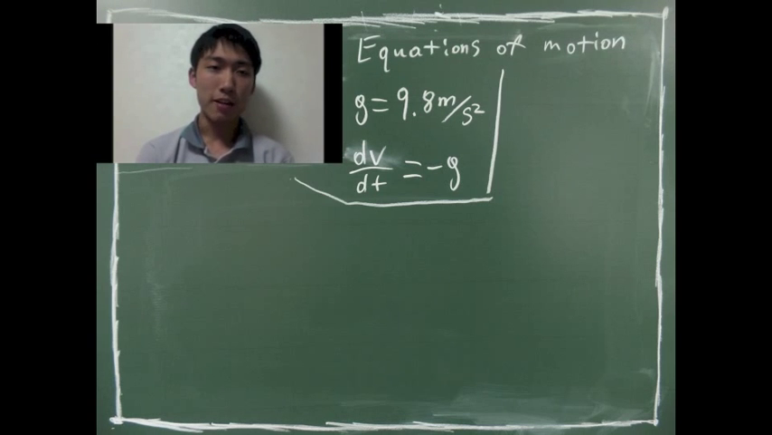We need the minus in front of the g because we're defining the direction up as positive. If the direction down is defined as positive, then we don't really need the negative sign.